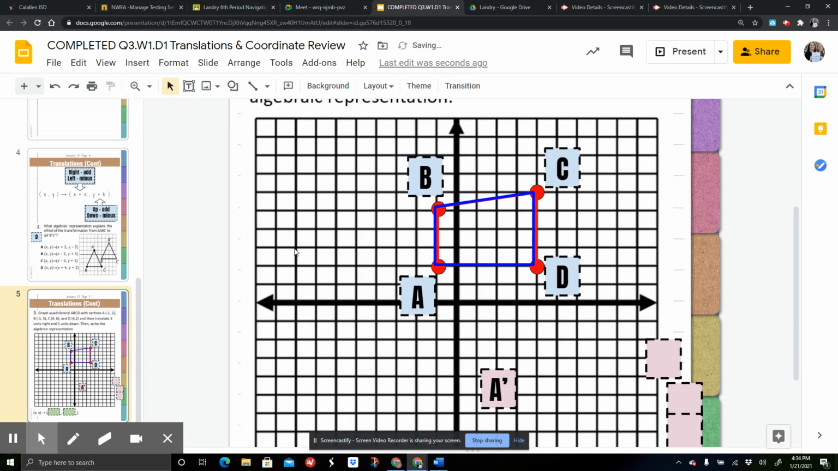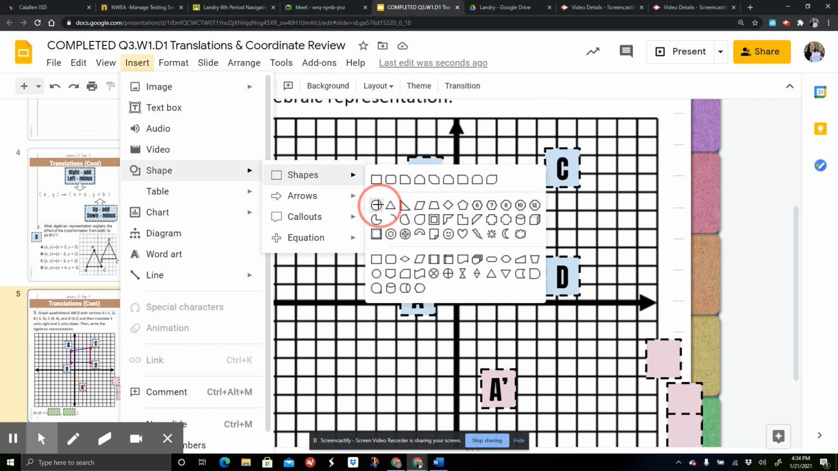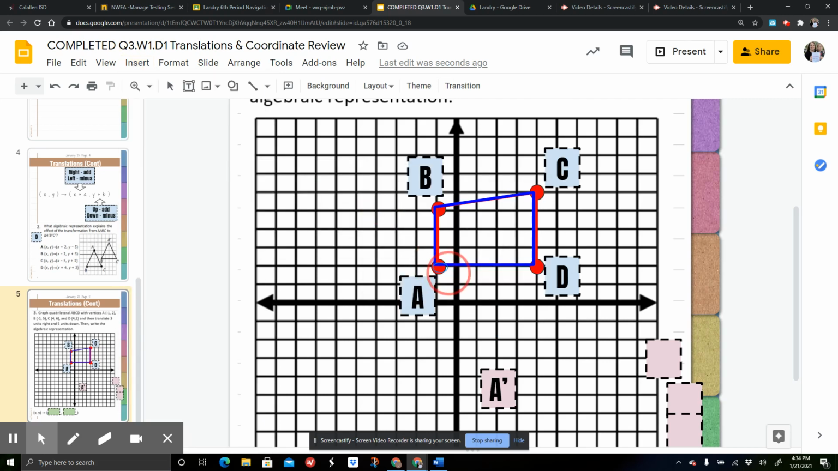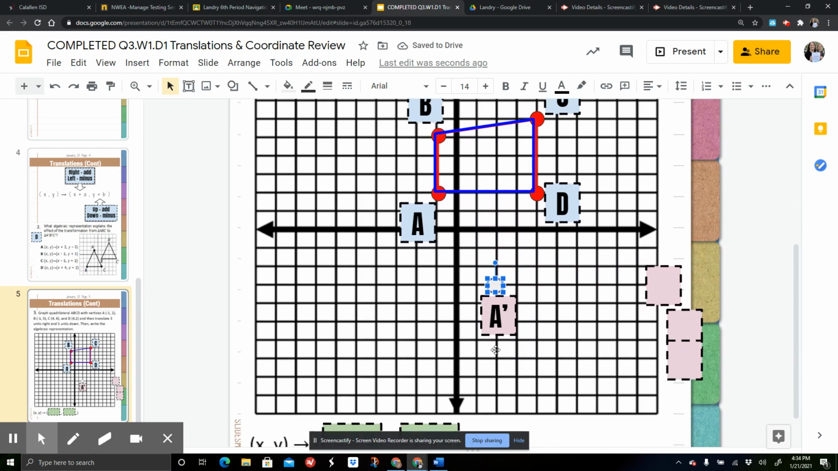So what I'm going to do is insert a shape, and I'm going to insert a circle, and I'm going to make it about the same size as what's currently the point A. And it says to move it 3 to the right. So I'm going to take this and I'm literally going to hop it. 1, 2, 3, and then 5 down. 1, 2, 3, 4, 5. Now, because it was A that I moved from the original, I took one of these text boxes and I labeled it A prime because that is my new A.